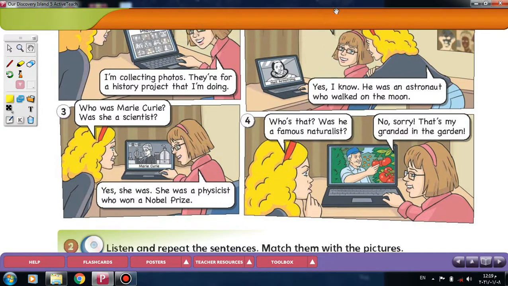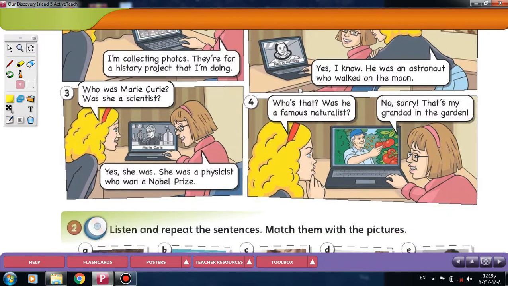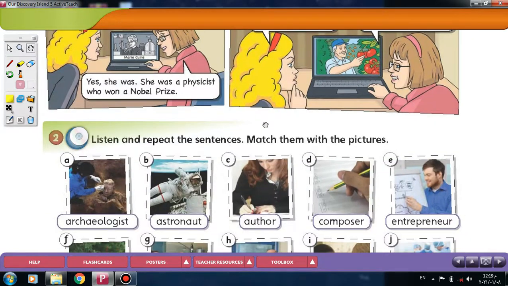Okay, so we've noticed right now that we're talking about two famous people. The first one is Neil Armstrong, an astronaut who walked on the moon, and Marie Curie, who was a physicist and won a Nobel Prize. So we're talking about these famous people. I hope you like one of them and you share your own opinion with me.